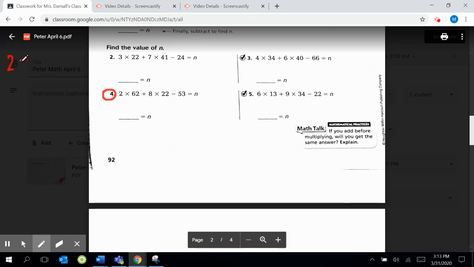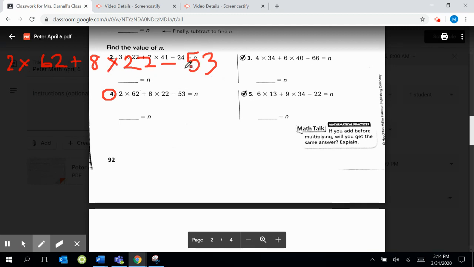So it's 2 times 62 plus 8 times 22 minus 53. Okay.